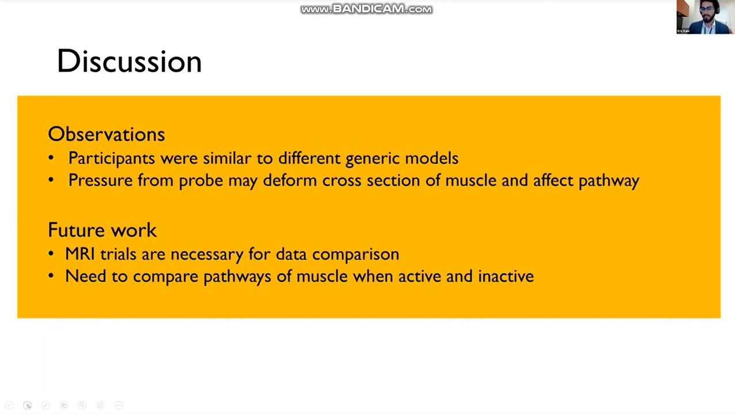Another thing that we found going through the study was that possible pressure from the probe might slightly deform the cross-sectional images that we're getting. This could cause some alterations in our overall pathways, but that's something that we're going to adjust for going forward.